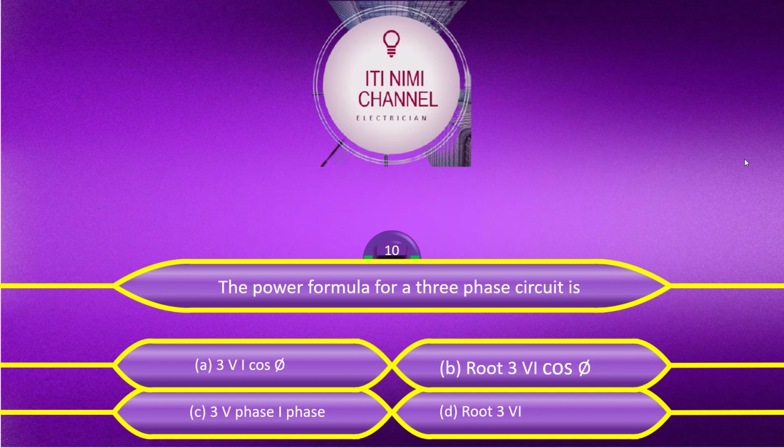The power formula for a three-phase circuit is: Option A, 3 into voltage into current into cos theta. Option B, root 3 into VL IL cos theta. Option C, 3 into V phase into I phase. Option D, root 3 into voltage into current. The answer is root 3 into VL into IL into cos theta.